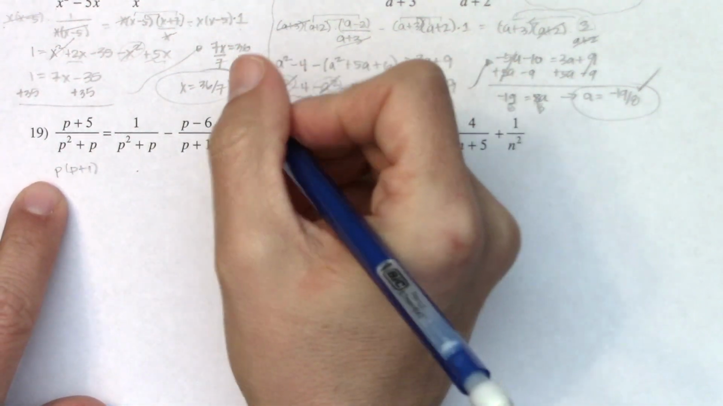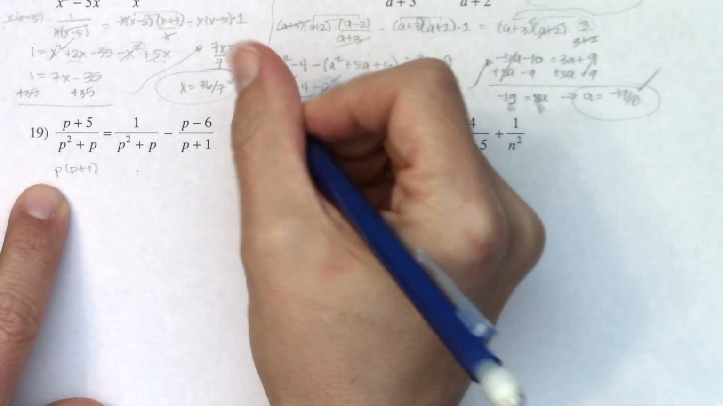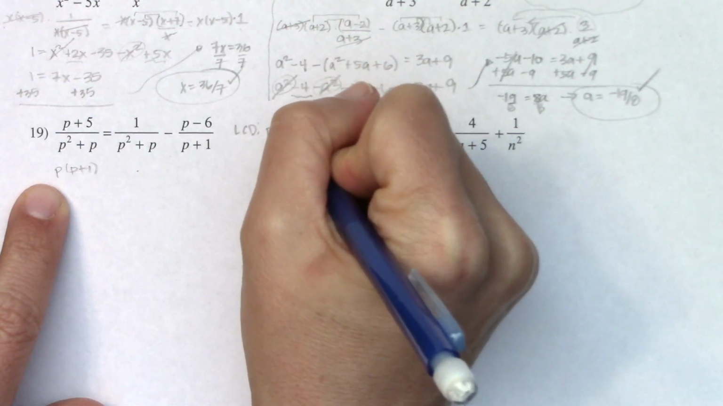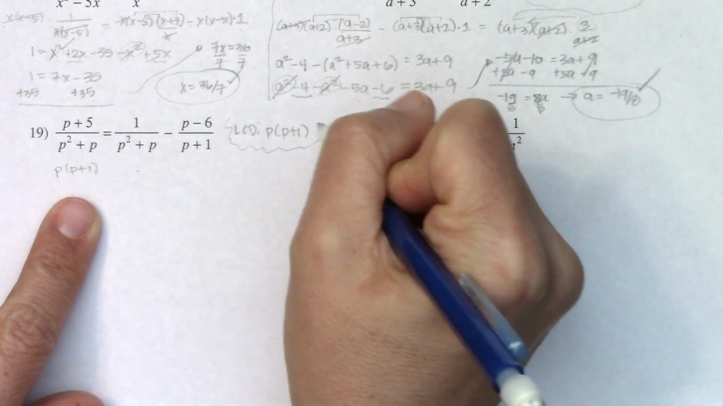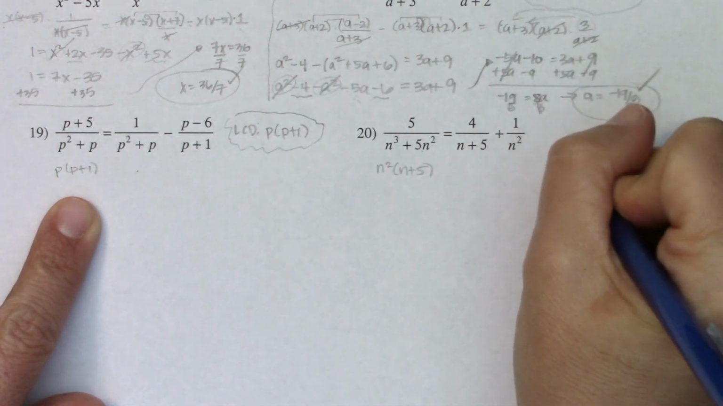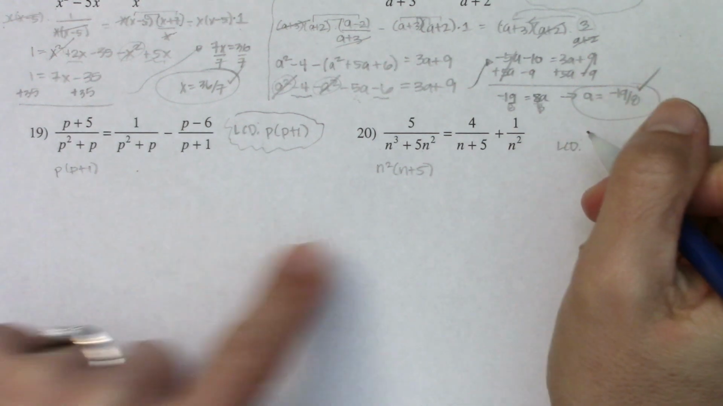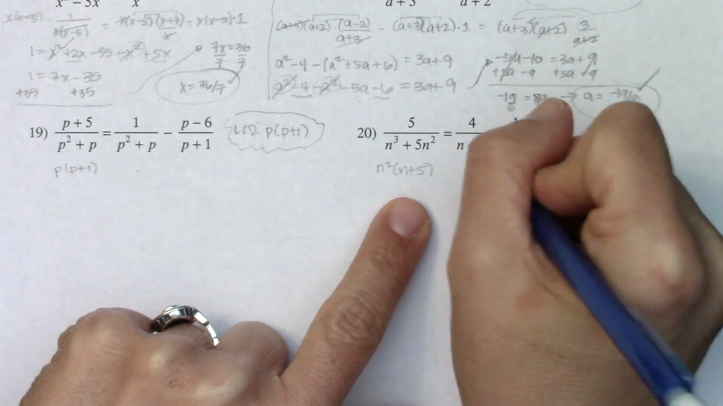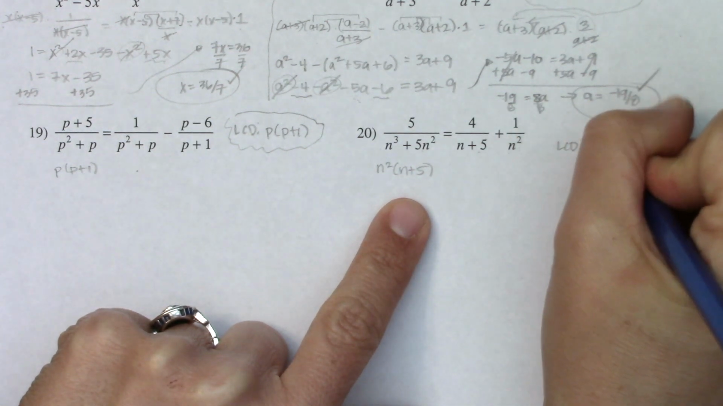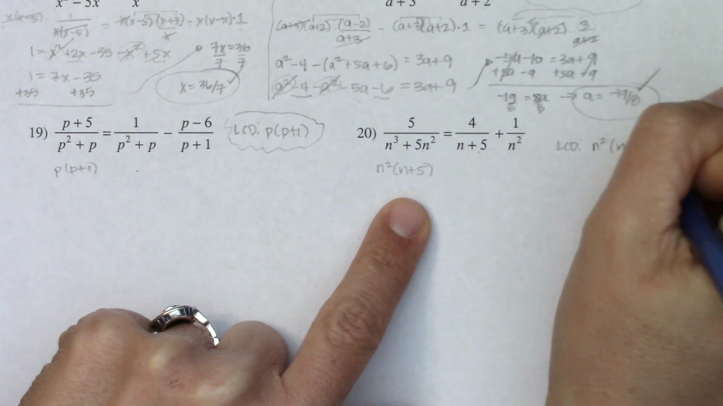Here, these are both P plus 1. So I need a P and a P plus 1 in my LCD, and that covers this denominator here. So there's my LCD. For the other one, I've got an n squared and an n plus 5, and that will cover these two. So my LCD is n squared, n plus 5.